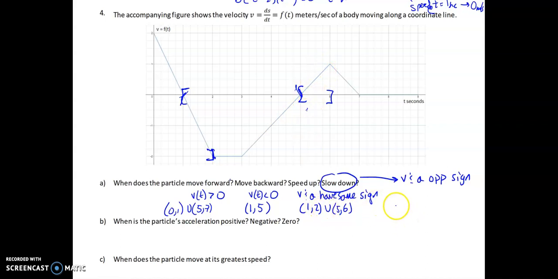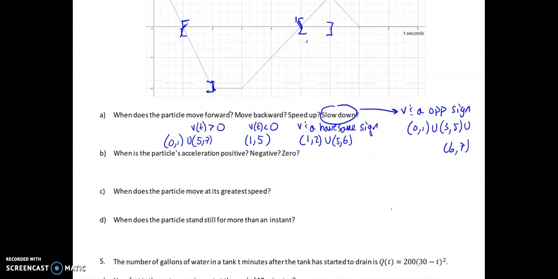All right, when do they have different signs? Well, this is going to happen between 0 and 1, 3 to 5, and 6 to 7. Hopefully you can see why. If you understood why they have the same signs, you should understand why they have opposite signs.